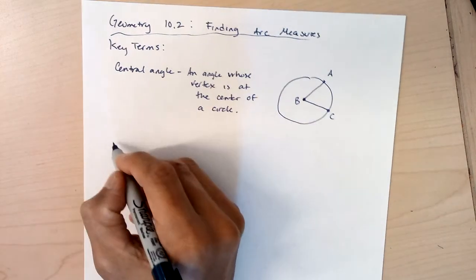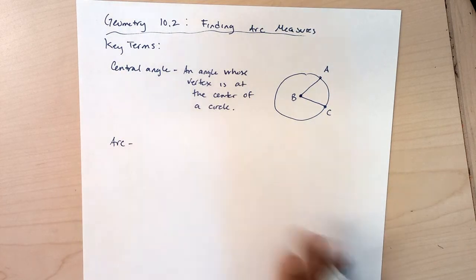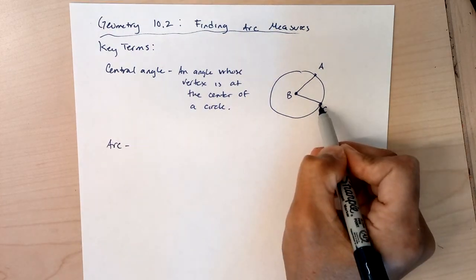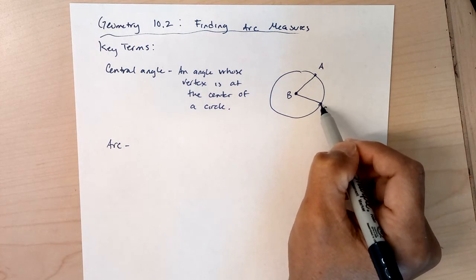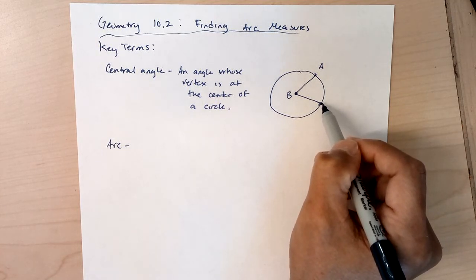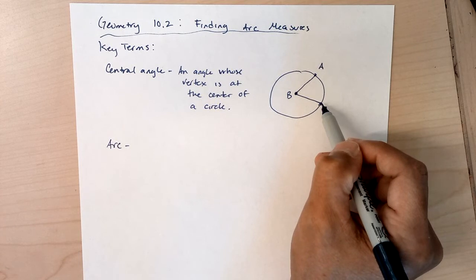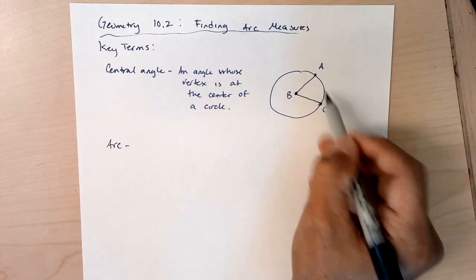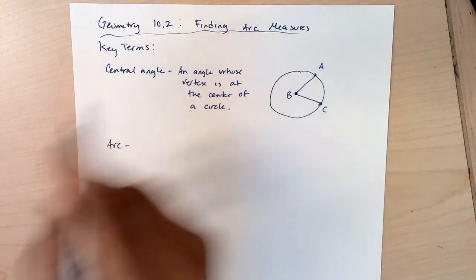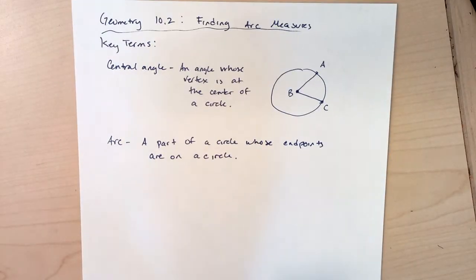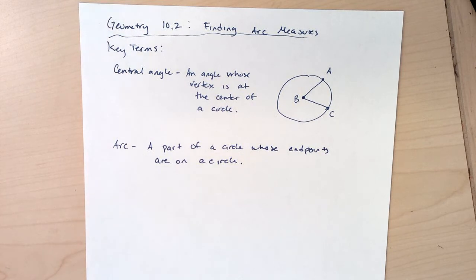Another term that you'll need to know is an arc. So if you start at one point on the circle and then make a full rotation around the circle, that would be the entire circle, or it's also referred to as the circumference of the circle. But if you just take part of a circle, for example, from C to A, that's an arc of the circle. So like I was saying, from C to A, that's an arc.